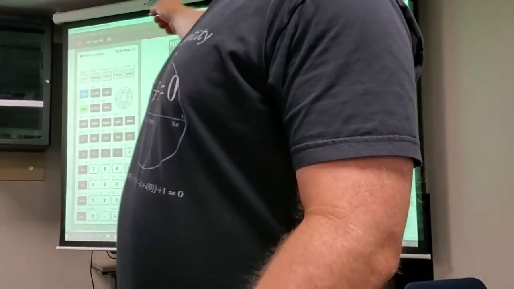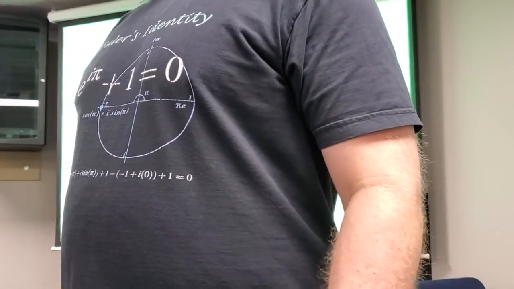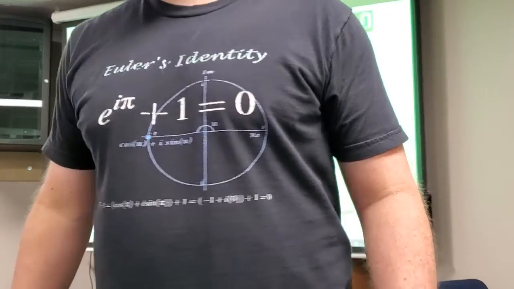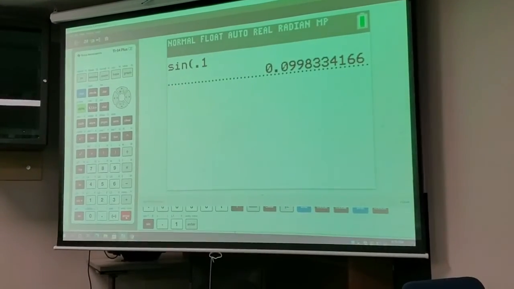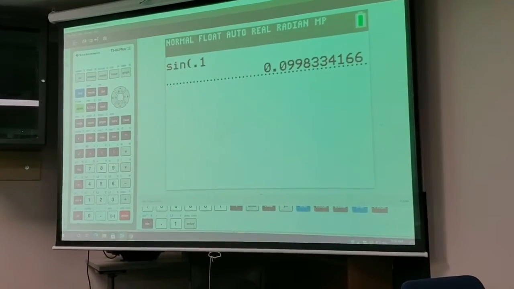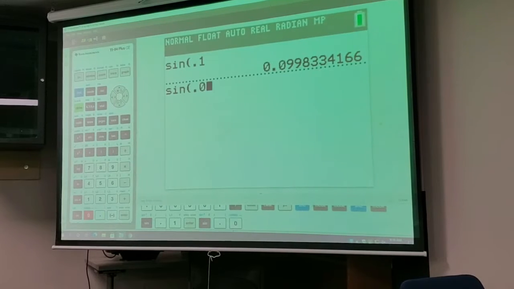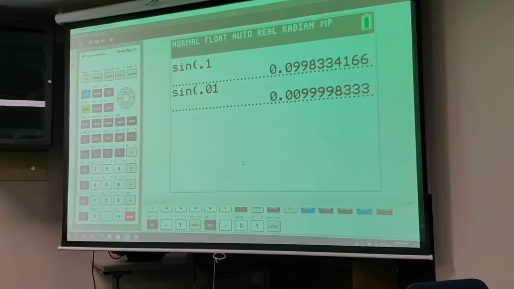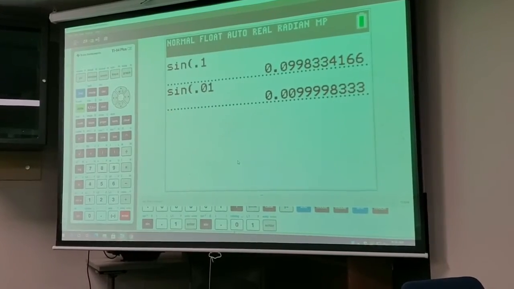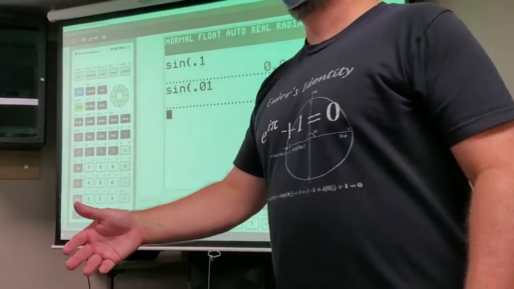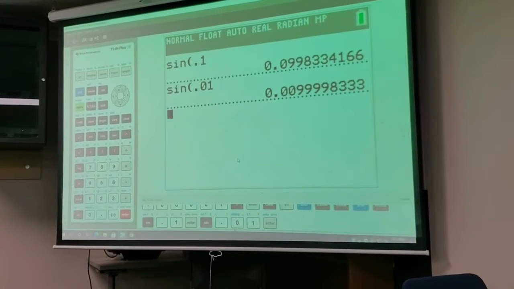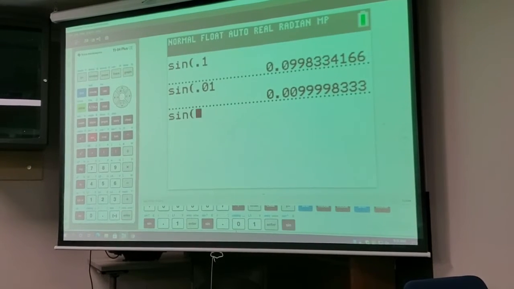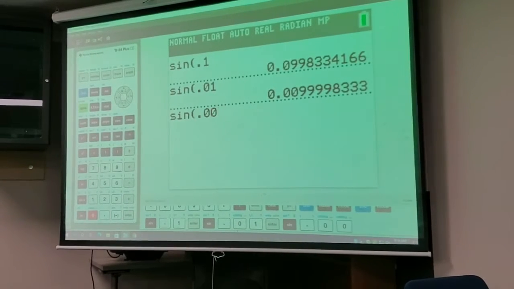Interesting. So do sine of 0.01. Is this where it starts to freak out a little bit? No, it shouldn't. So what do you guys get? 0.00999. And that's definitely even closer to rounding to be 0.01, correct? So what is sine of, I don't know, can you guess what I'm going to do next? I'm so predictable, I know.